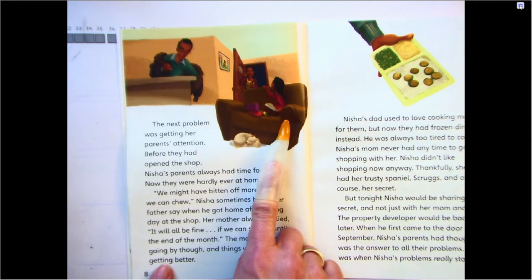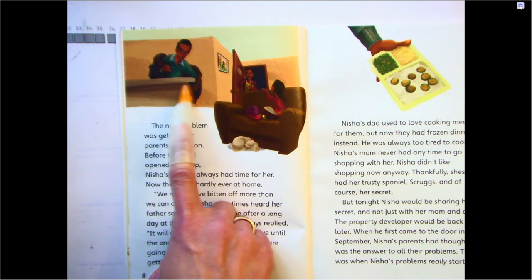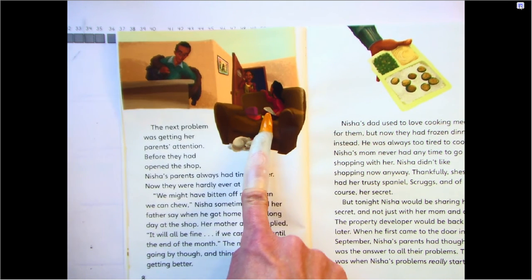So here's a picture of them. Dad's coming home. Mom's trying to be a little bit positive, and Nisha's overhearing their conversation.